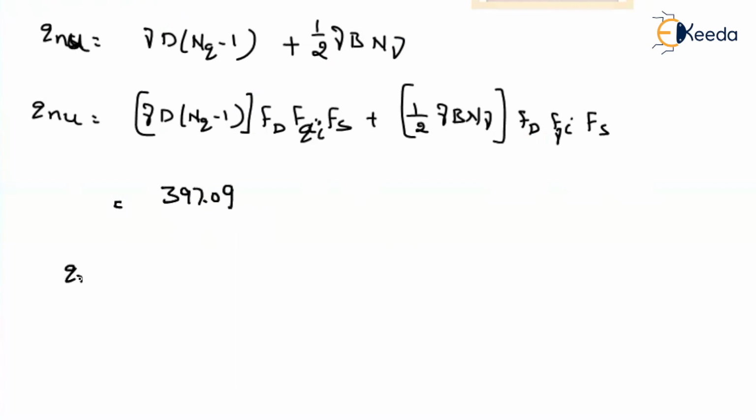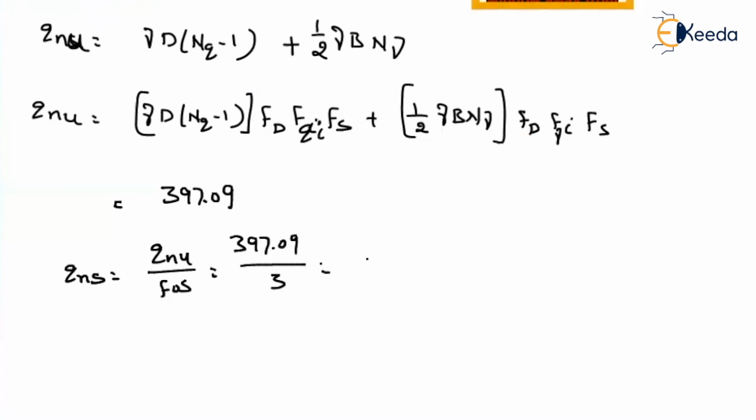They are asking us for the safe value. So what is the net safe pressure? That is nothing but the net ultimate divided by the factor of safety. That is 397.09 divided by the factor of safety, which is given as 3. So the net safe bearing capacity you can apply is 132.3 kilonewton per meter square. So what do we have to find? We have to find the load carrying capacity. That means we have to multiply this by the area.